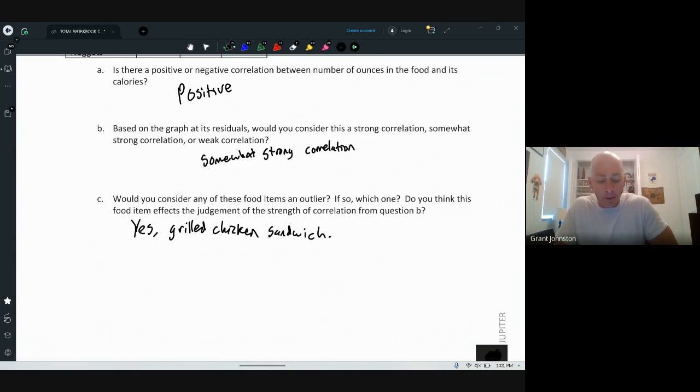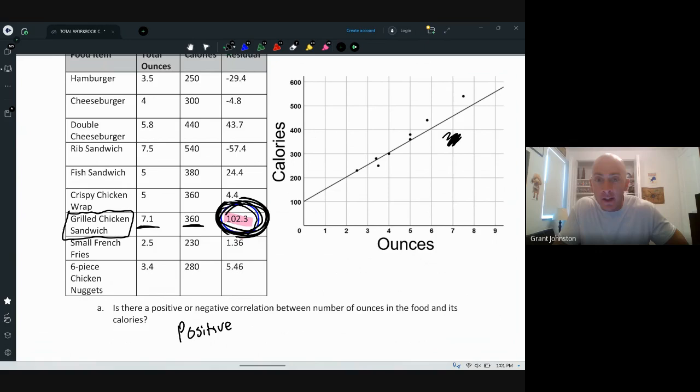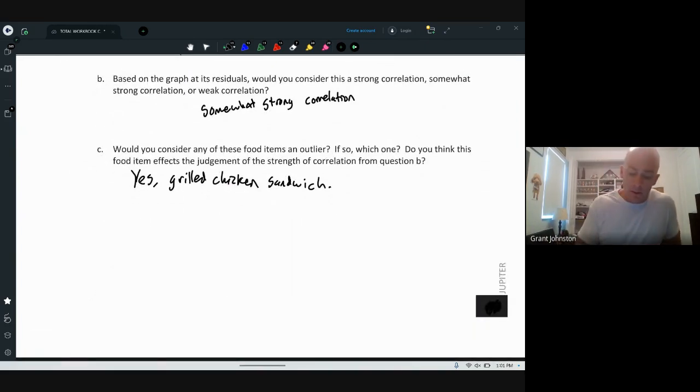Do you think this food item affects the judgment of the strength of correlation from question B? I think so. If this point wasn't here, if I just kind of cross that out, I would say this was, I might actually say this was just a straight up strong correlation, not a somewhat strong. So I would say yes. Yes. It makes the correlation a little weaker. That's what I would say.